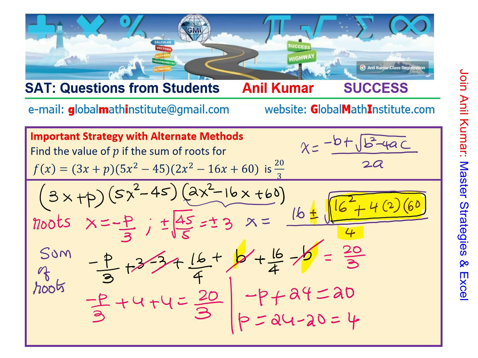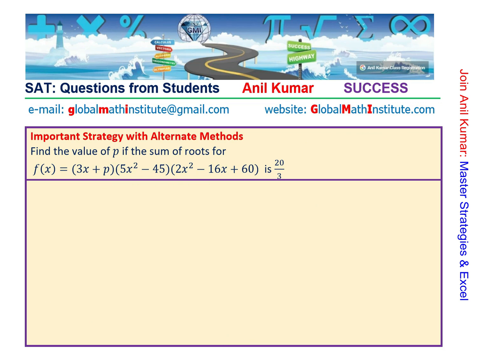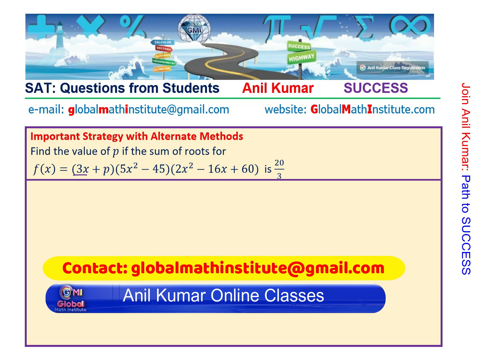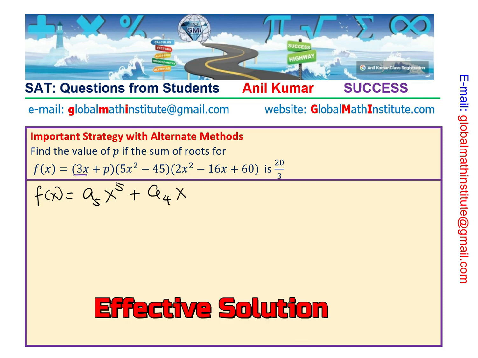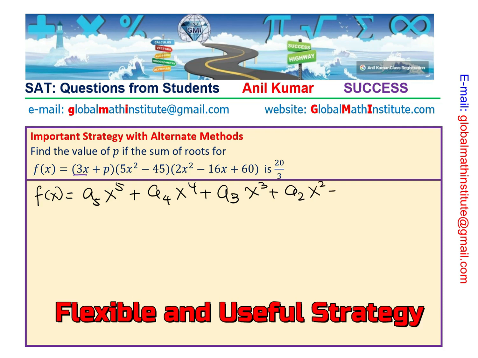Perfect. Now let's follow Vieta's method of roots. Now this is a very efficient method. Let me explain once again what we are trying to do. We'll actually not multiply and expand it, but we are only looking for the two important coefficients. I could write this function as a5 x to the power of 5 plus a4 x to the power of 4 plus a3 x to the power of 3 plus a2 x squared plus a1 x plus a0.